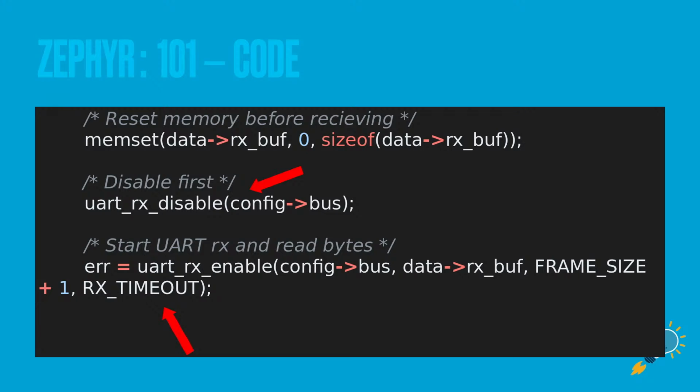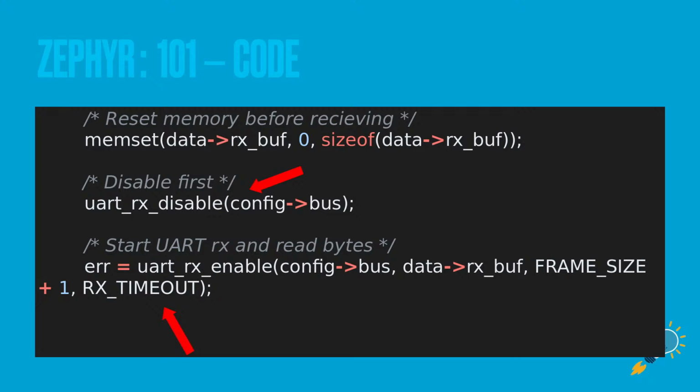But you've got to kick it off somehow. To kick it off, we're using this UART RX enable, and you can see I'm providing the bus. I'm providing a pointer to the buffer. This is the buffer that's going to be filled up when you receive data. And I'm just saying, hey, I want to receive a frame size +1. So it's like frame size and maybe a null character or a new line or whatever. I forget exactly what it was. And then also we're setting the RX timeout. So this is the important bit.